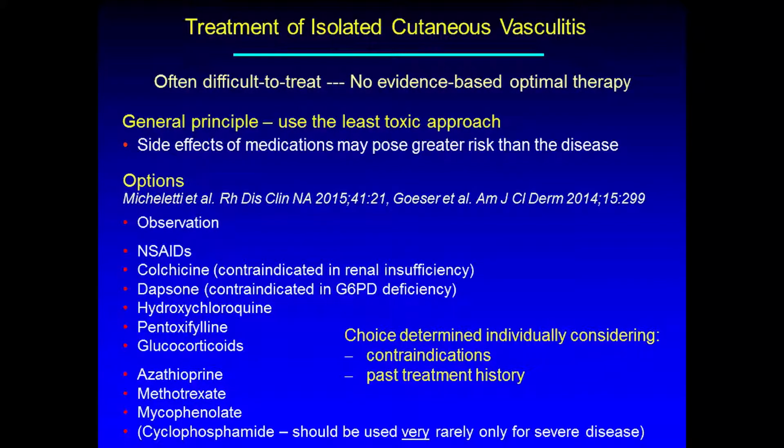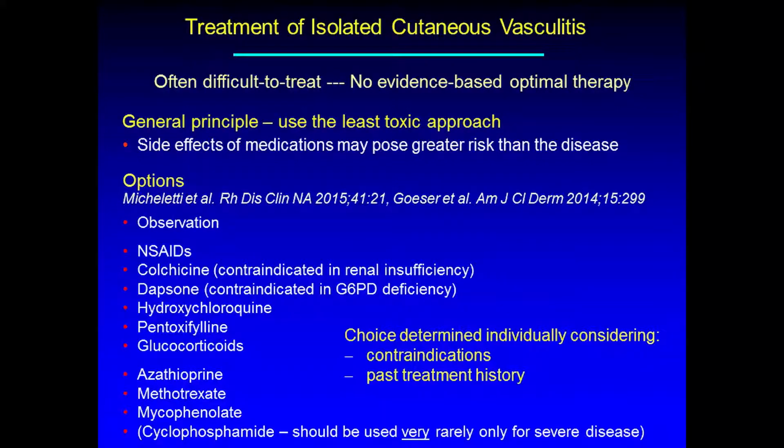The next rung of the treatment ladder, if you will, includes agents like nonsteroidal anti-inflammatories, colchicine, which would be contraindicated in renal insufficiency, dapsone, again contraindicated in G6PD deficiency, hydroxychloroquine, pentoxifylline, or low-dose glucocorticoids, which in many ways should be considered almost a level in itself.